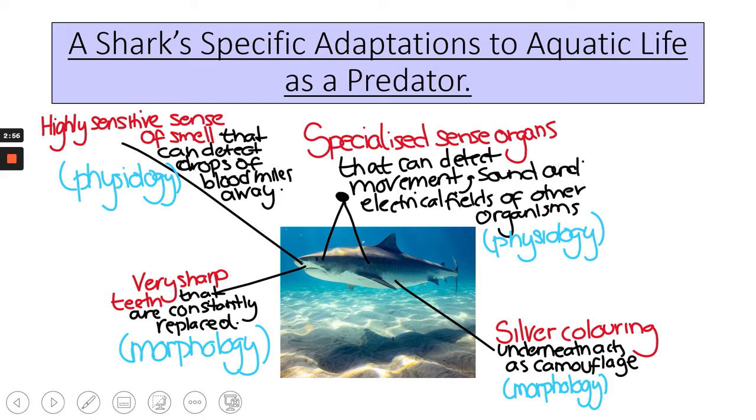They do, however, have more specific adaptations to aquatic life because they are a predator. For example, their specialized sense organs can detect movement, sound, and electrical fields of other organisms. This is an example of a physiological adaptation. Their silver colouring underneath their belly works as a camouflage, and this is morphological. They have very sharp teeth that are constantly replaced, again being morphological. And finally, their highly sensitive sense of smell can detect drops of blood from miles away. This is a physiological adaptation.